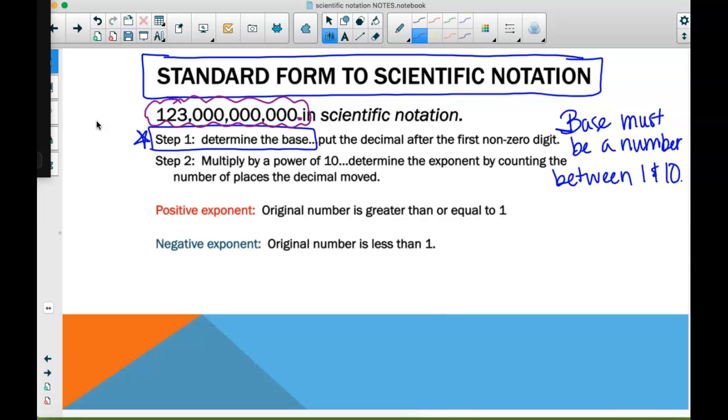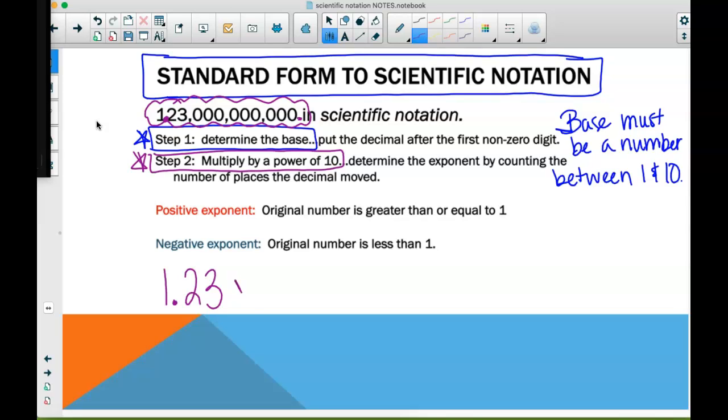Okay? So it's going to be 1.23. I'm only going to write down the numbers that are not zeros. All of these zeros at the end I'm not writing down. Okay, so I moved the decimal right there. Okay, then I want you to write down this. Step 2, multiply by a power of 10. Okay, so write that down. Step 2 is to multiply by a power of 10.